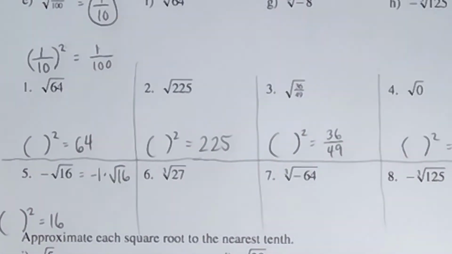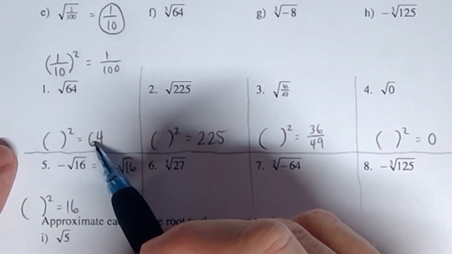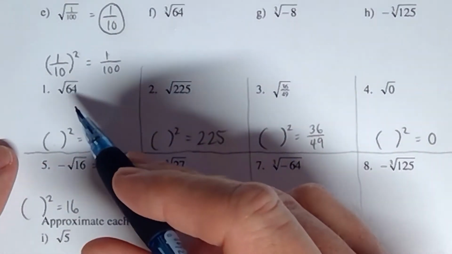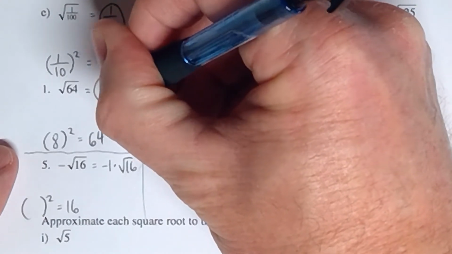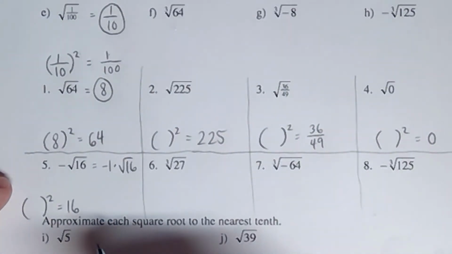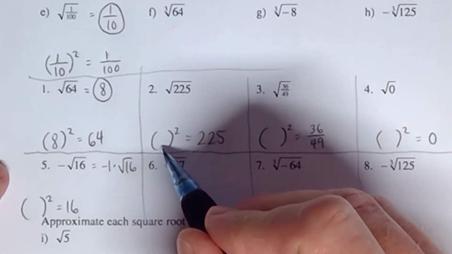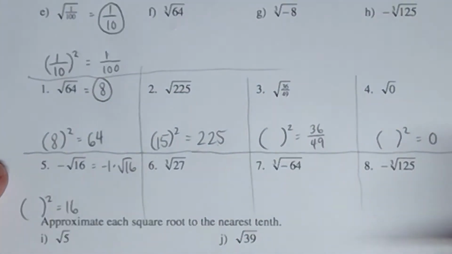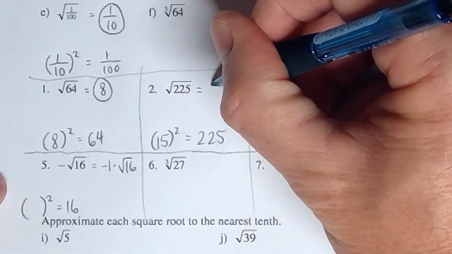Okay, let's take a look at those 5 answers. In number 1, what number do you square, and it's got to be positive since it's a square root radical, to get 64, which is the number underneath? Since 8 is the correct answer there, therefore 8 is equal to the radical. Okay? Again, that's number 1 there. There we go. What number do you square to get 225? And again, it's got to be positive. 15. Okay. And so therefore the square root of 225 is 15.